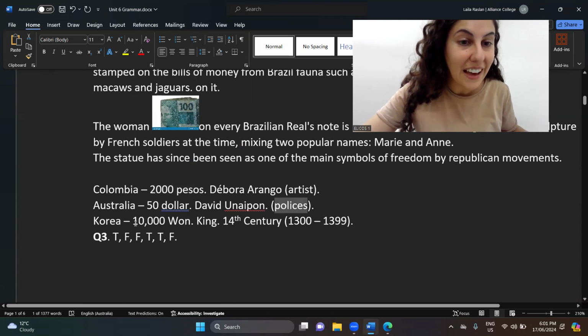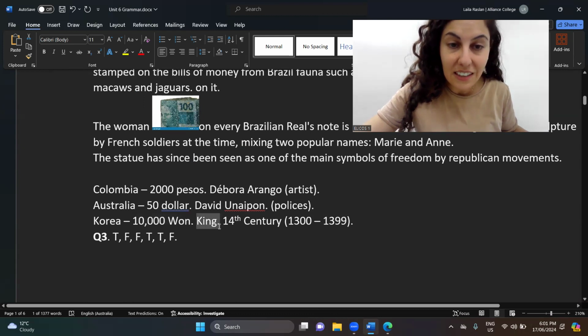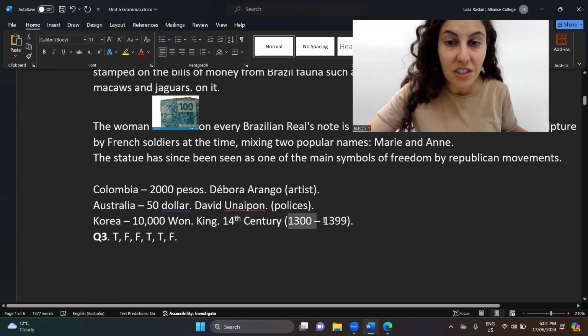In Korea, they have the 10,000 won, and they have a king on there, which the king was from the 14th century, from the year 1300 to the year 1399.